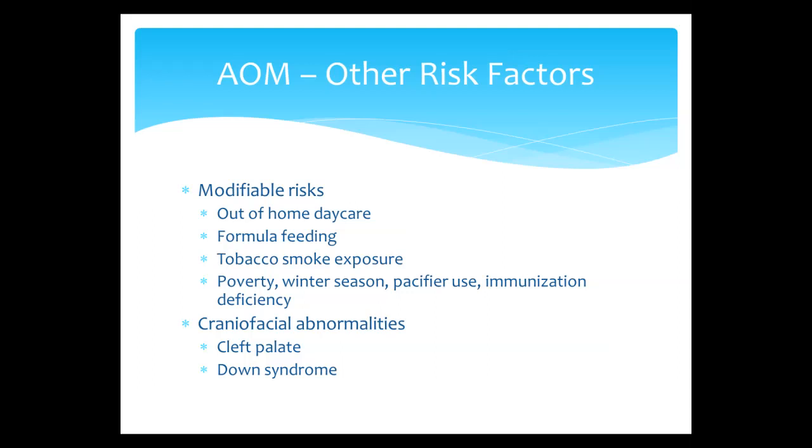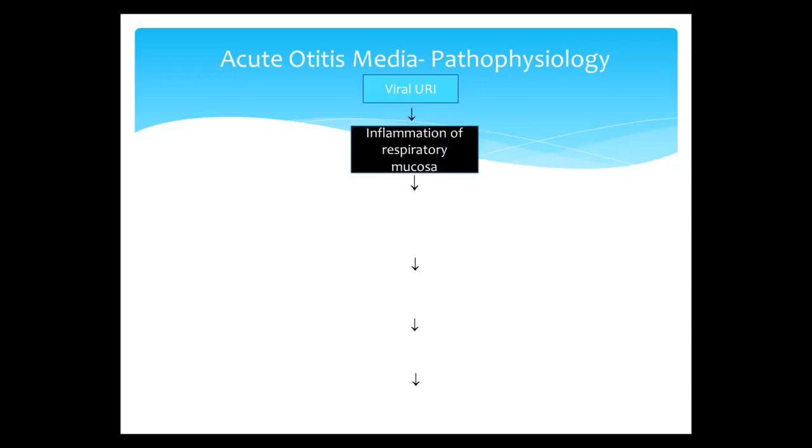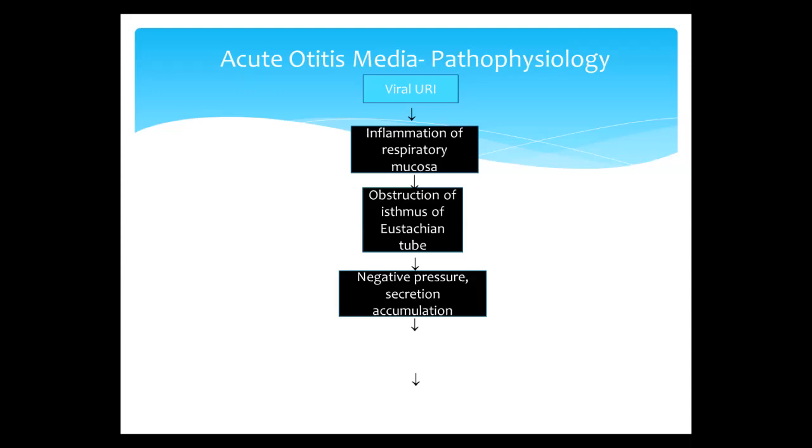And then there are some craniofacial abnormalities that would allow for formula or breast milk to go back into the eustachian tube and into the middle ear. Pathophysiology usually starts with a viral upper respiratory infection that then leads to inflammation of the respiratory mucosa, that then obstructs the eustachian tube, that then causes negative pressure and mucous secretion accumulation, that then leads to colonization, and then bam, you have your acute otitis media.